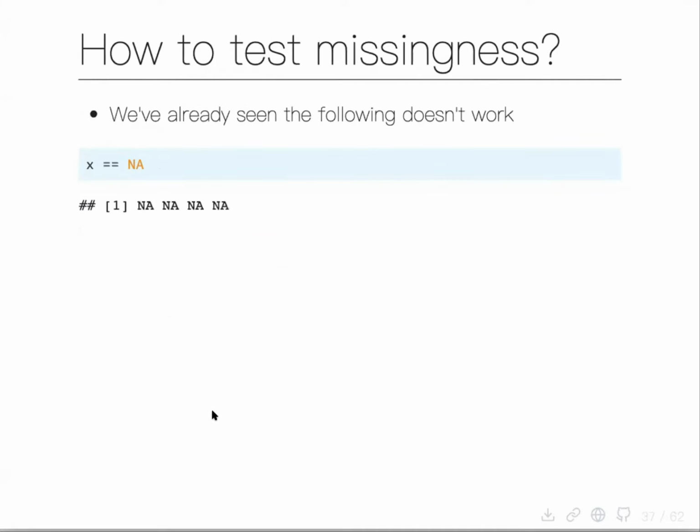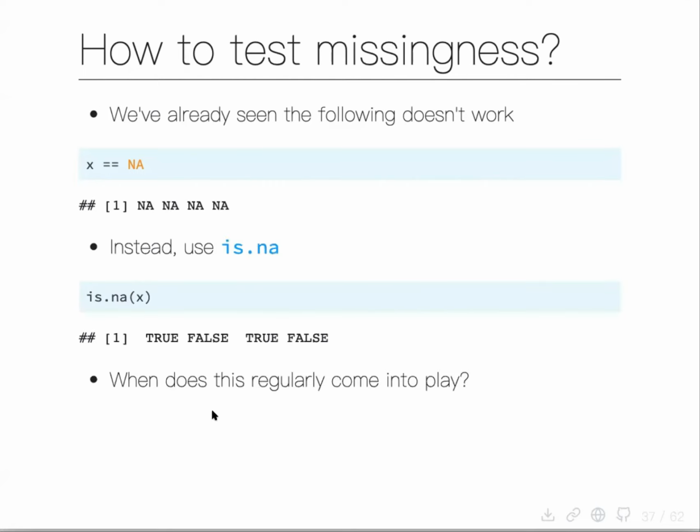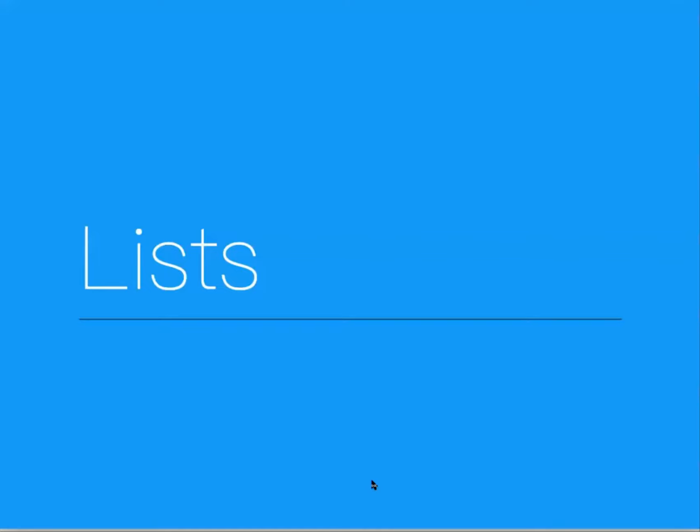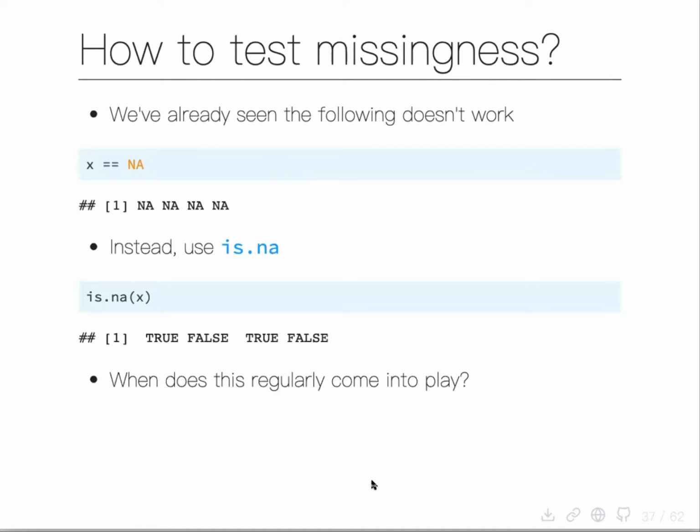How do we test for missing values? Well, we've already seen that this doesn't work, right? Is x equal to NA? It just returns NA every time. Okay, and that's a super common problem. So instead we use this is.na function, and we get TRUE, FALSE, TRUE, FALSE. Okay, so this regularly comes into play when you have missing data in columns.